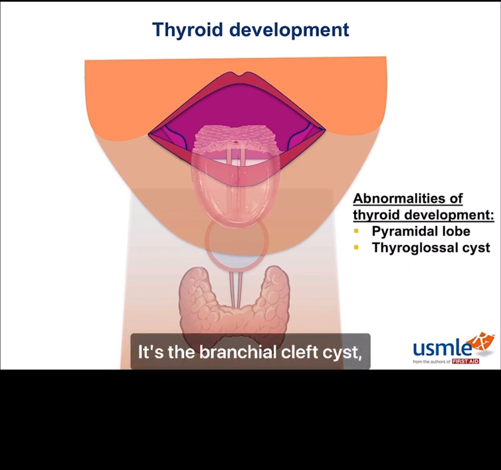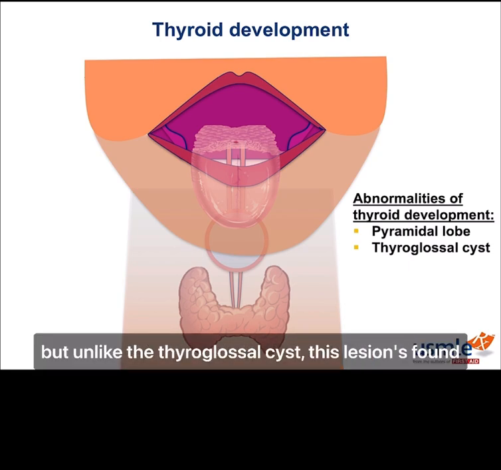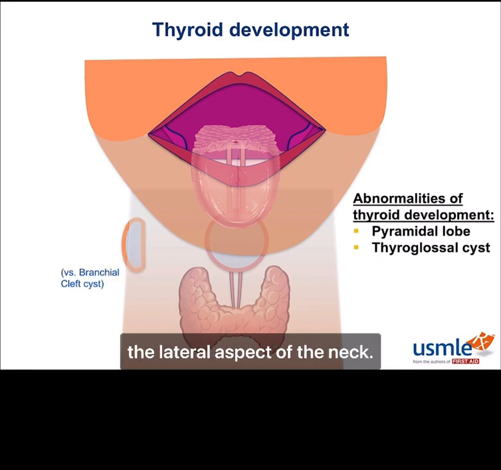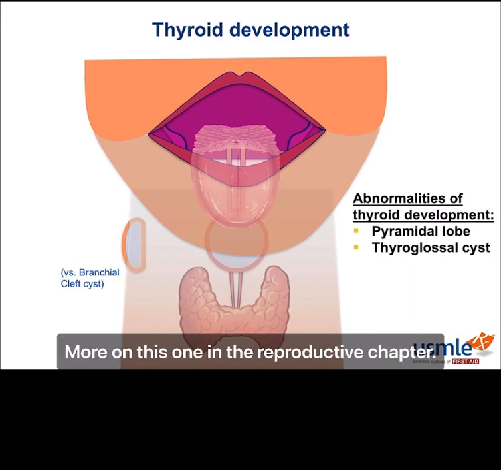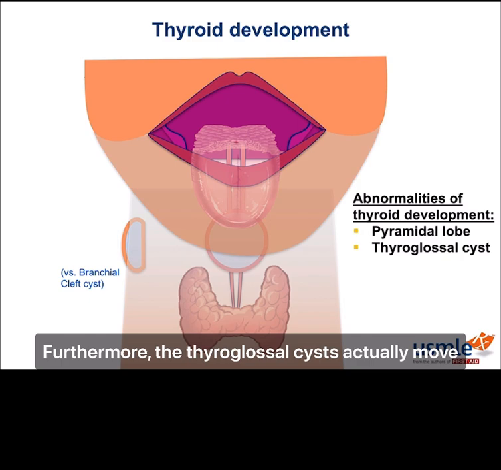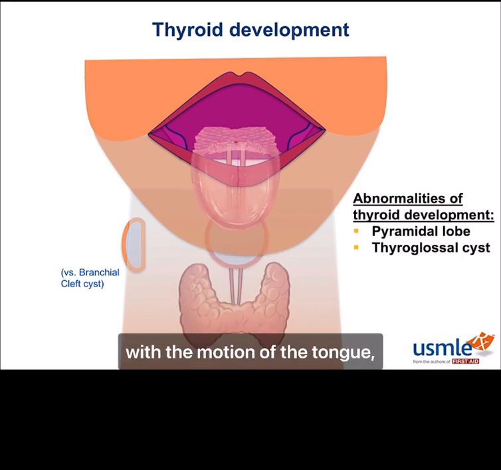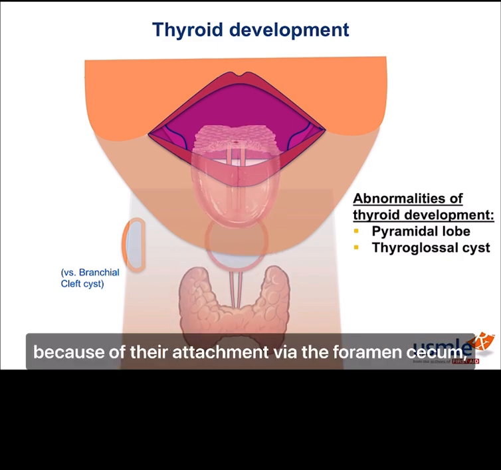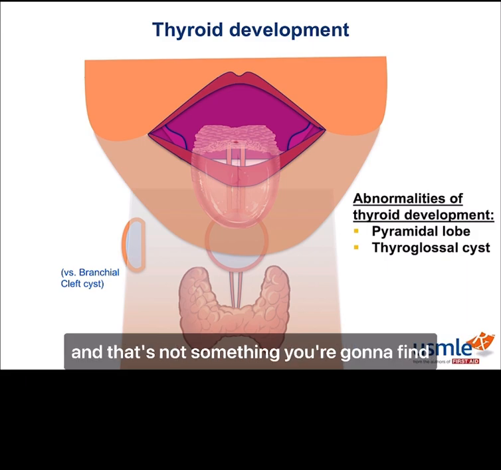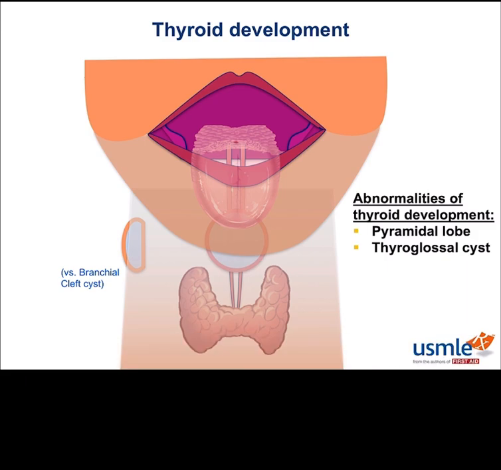It's the branchial cleft cyst, but unlike the thyroglossal cyst, this lesion's found at the lateral aspect of the neck. More on this one in the reproductive chapter. Furthermore, the thyroglossal cysts actually move with the motion of the tongue because of their attachment via the foramen cecum, and that's not something you're going to find with a branchial cleft cyst.